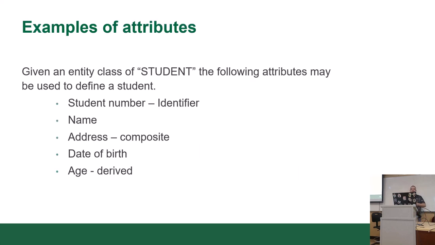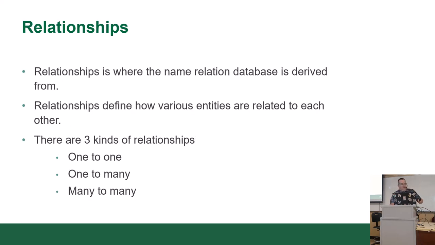And actually, we already went through this. Examples of attributes when we talk about a student: student number, their name, their address, which happens to be composite, date of birth, age, which is derived. Those are examples of the different kinds of attributes you'd use on a student. All right, now for relationships.